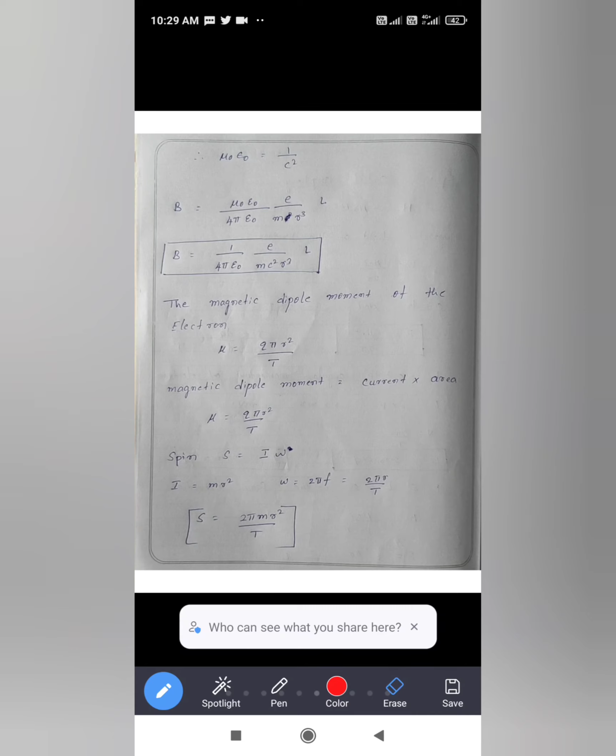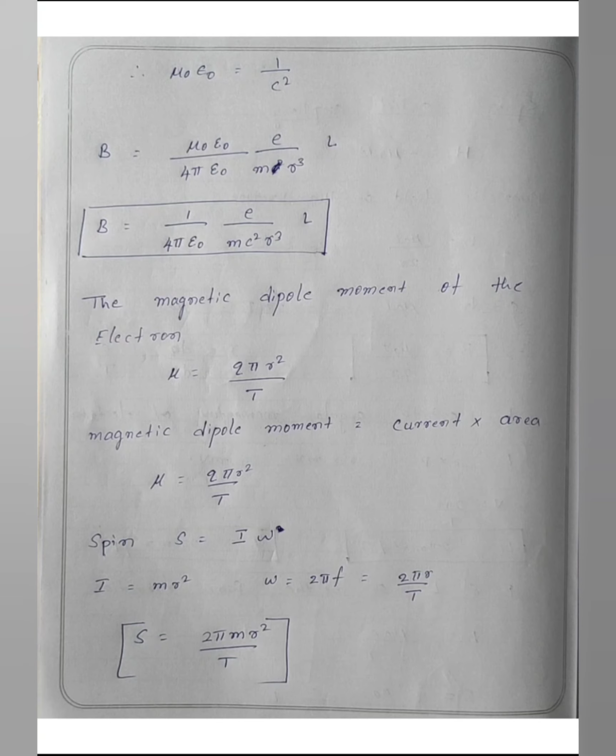So S is equal to, combining I and omega, we get the spin. S is equal to 2 pi m r square by T. Okay, so spin is equal to 2 pi m r square by T. So omega is equal to 2 pi f. F is the frequency, and frequency is nothing but 1 over period, 1 by T. 2 pi f is the angular frequency. So finally we get the spin S is equal to 2 pi m r square by T.